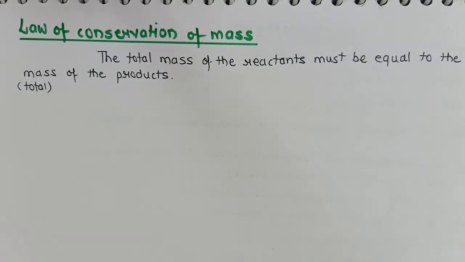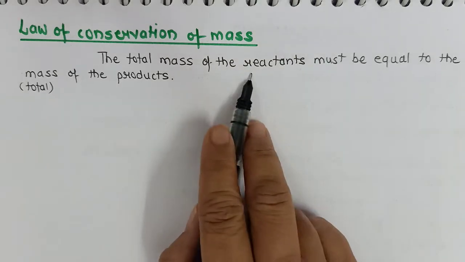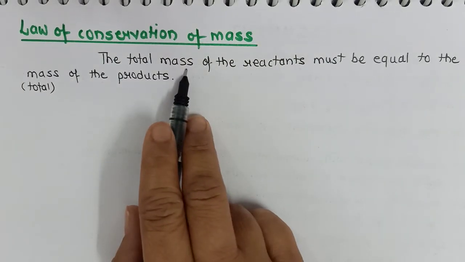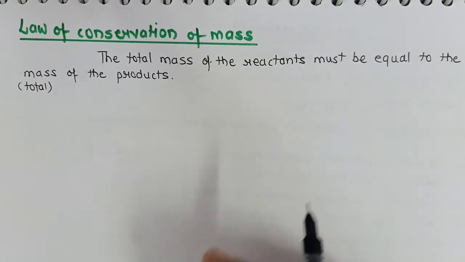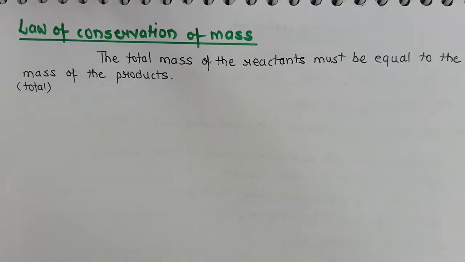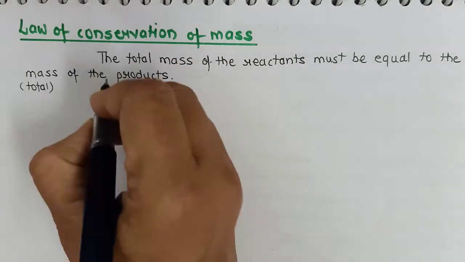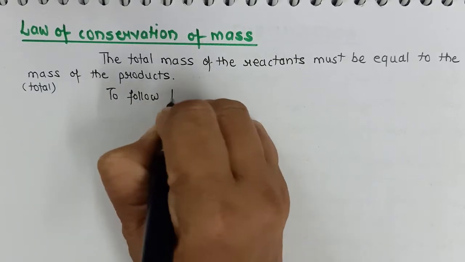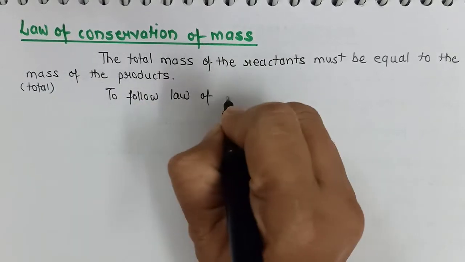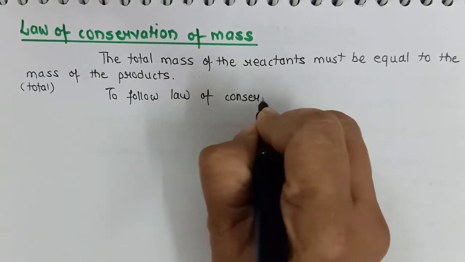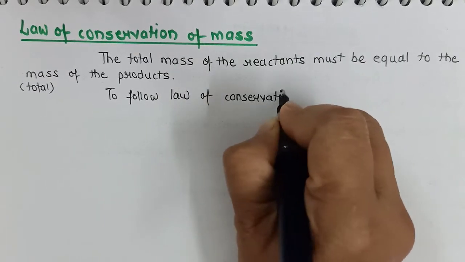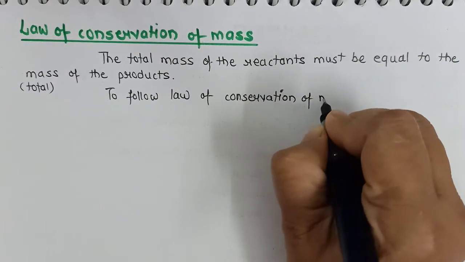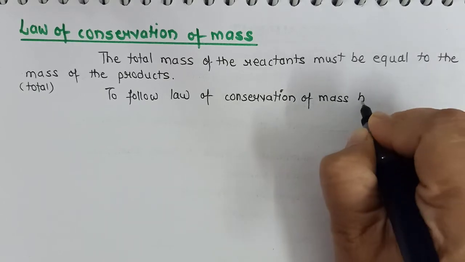That means if any reaction takes place, the reactants, their mass before the reaction and the new products formed, their mass must be equal. And this is the reason why we balance a chemical reaction. To follow the law of conservation of mass, balancing of the reaction is done.